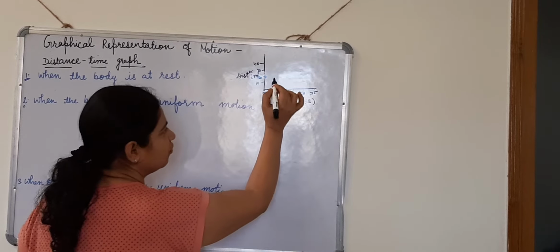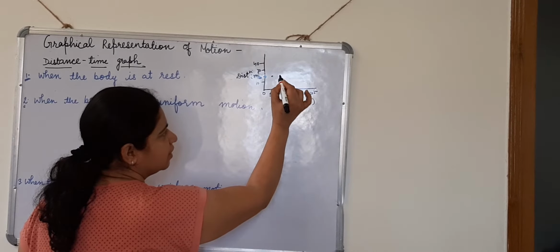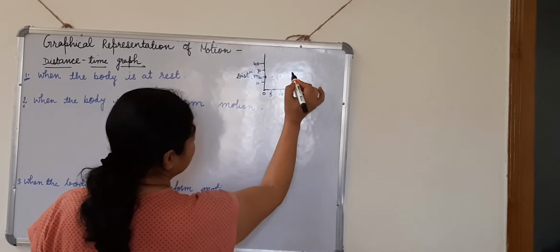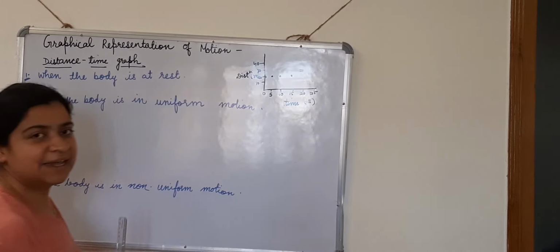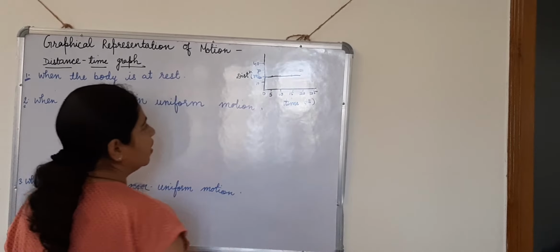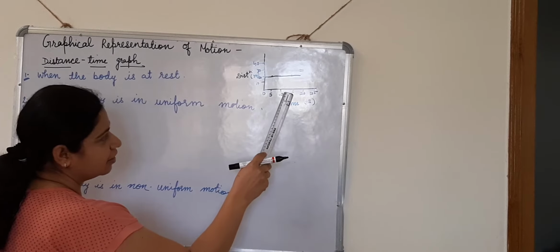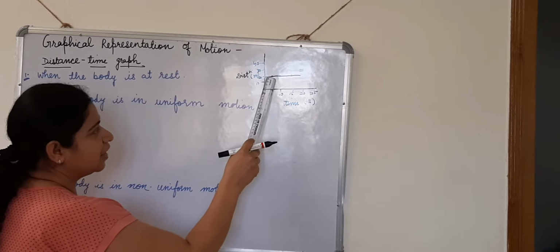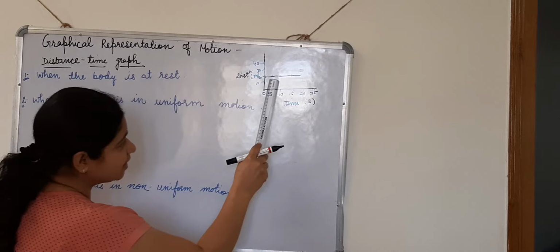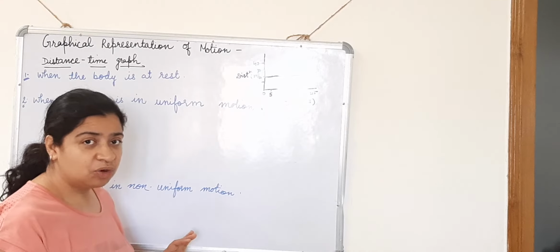After the passing of 5 seconds, you are still at 20 meters. After the passage of 10 seconds, you are still at 20 meters. Then again, after the passage of 15 seconds, you are still at the same place. Let me join these dots. When I join, I get such type of graph. Here, this line is parallel to the x-axis. Here, the height of the distance time graph is not changing. It is the same. After the passage of time also, the object is still at 20 meters only. It is not going anywhere at all.